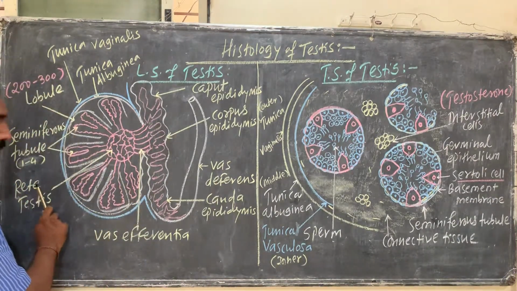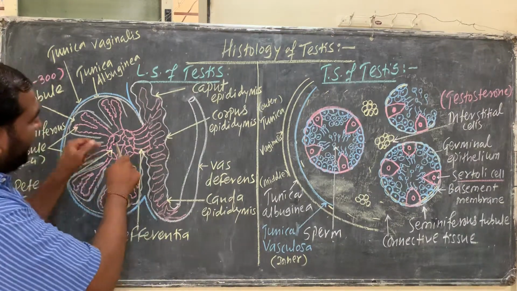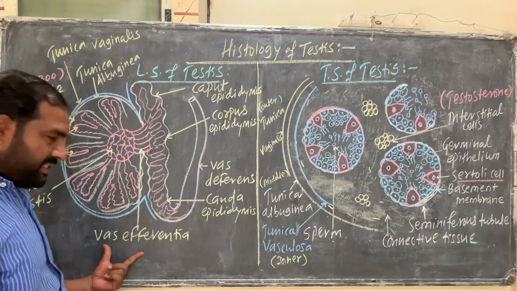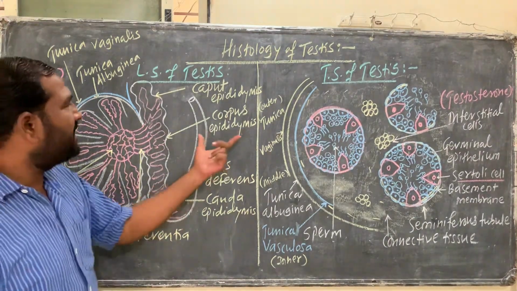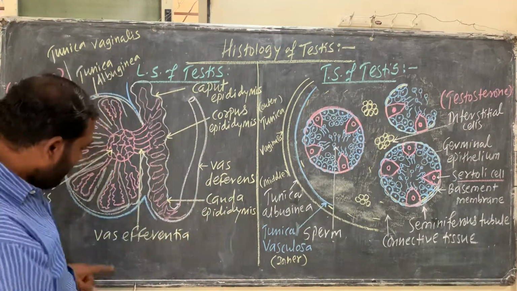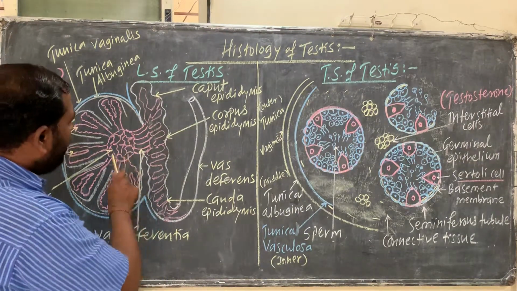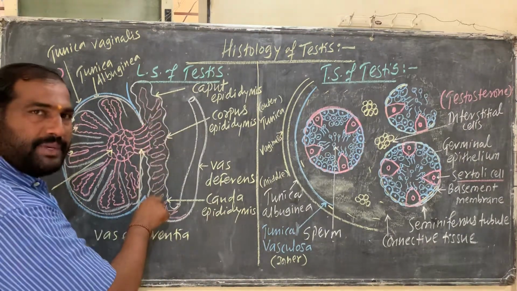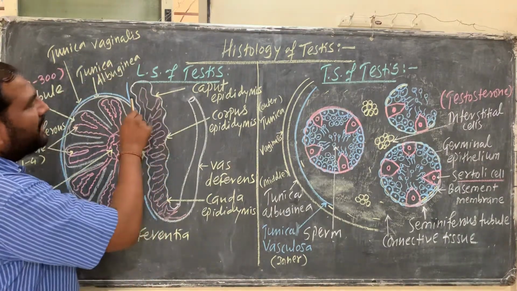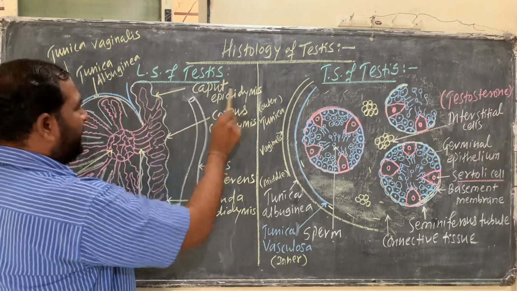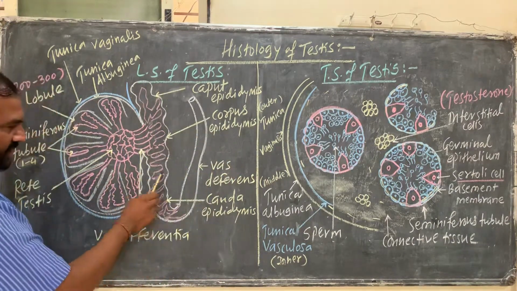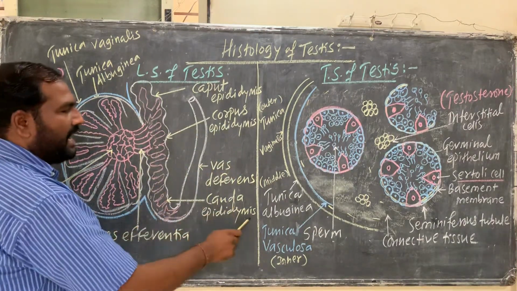Sperm from the rete testis is carried towards the epididymis through the vas efferentia. The word is efferentia, and here is the vas deferens. Deferens is different from the vas efferentia. So the vas efferentia carries the sperm from the rete testis to the epididymis, and the epididymis has 3 parts. This one is the upper part of the epididymis, called the caput epididymis. This one is the middle part, called the corpus epididymis, and this is the lowermost part, called the cauda epididymis.